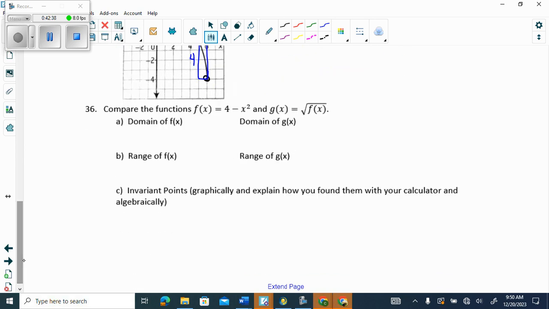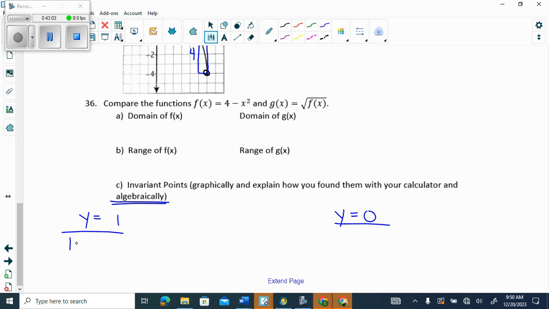Okay, you guys have to be able to do this. Invariant points algebraically. I said this. I said you have to. What do you do when it's invariant points algebraically? y equals 1 and y equals 0. And one of them will probably factor, and one of them you're going to have to use the quadratic formula. We discussed this. So you're going to get 1 equals 4 minus x squared. Move the 4 over. Negative 3 equals negative x squared. And then I get 3 equals x squared.